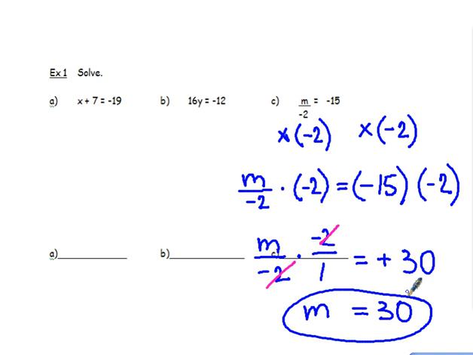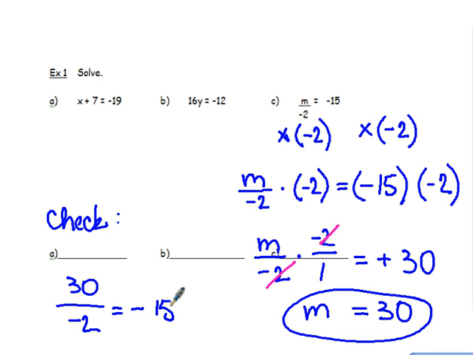Let us put it back there just to check. 30 divided by negative 2 is, how much is that? We are dividing positive by negative. We are getting negative. 30 divided by 2 is 15, minus 15. And that's exactly what we had in the original equation. So yes, we did find the solution because we found an m for which this equation is true.